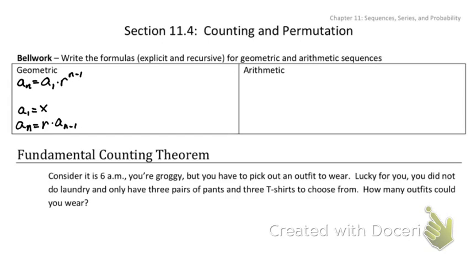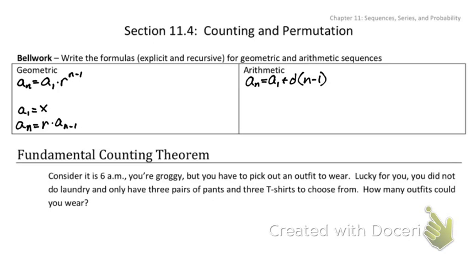For arithmetic, our explicit is, at its heart, just adding a number over and over and over. So our explicit is just going to be a little more complicated. It's going to be your first term plus your common difference times n minus 1.